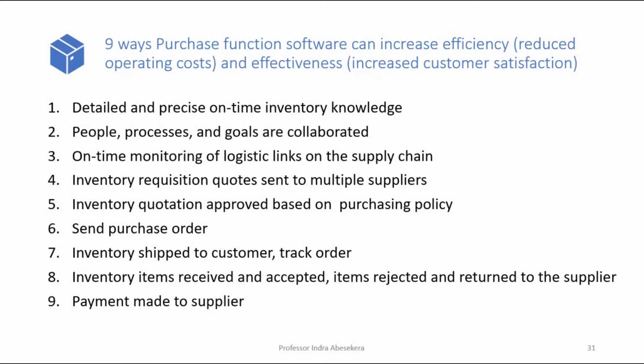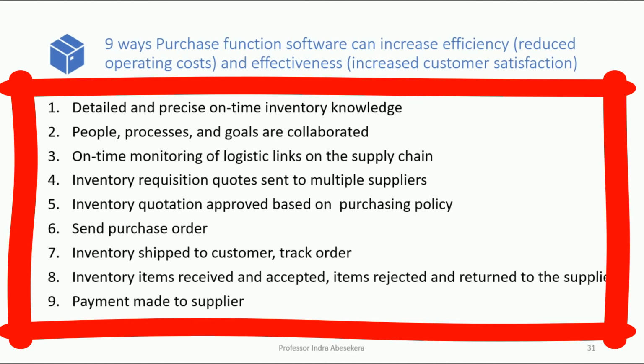There are 9 ways a purchase function add-on software can increase efficiency and effectiveness. First, this software helps for on-time inventory acquisitions. Second, it collaborates people, processes, and goods. Third, it monitors logistical links on the supply chain. Fourth, it assists in inventory requisitions. Fifth, it can look at or automate inventory quotation and then assist on approving those quotations based on purchasing policy.